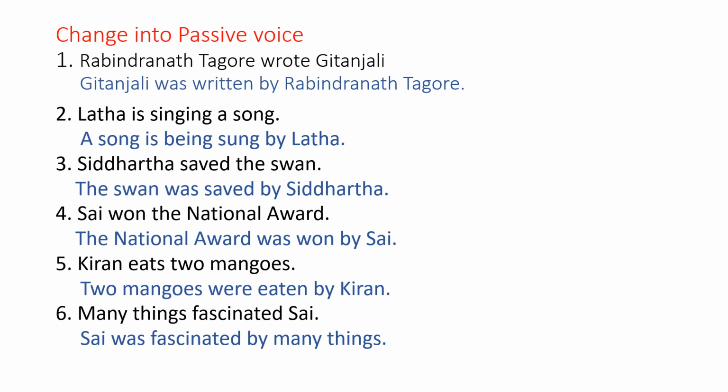Some more examples of active voice into passive voice. Rabindranath Tagore wrote Gitanjali. Here Gitanjali is the object, wrote is the verb, Rabindranath is the subject. So now the verb will change to the third part, the past participle. Wrote will be written. Gitanjali was written by Rabindranath Tagore. Was is already there, written.